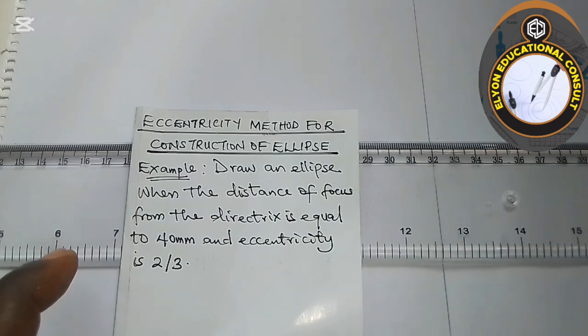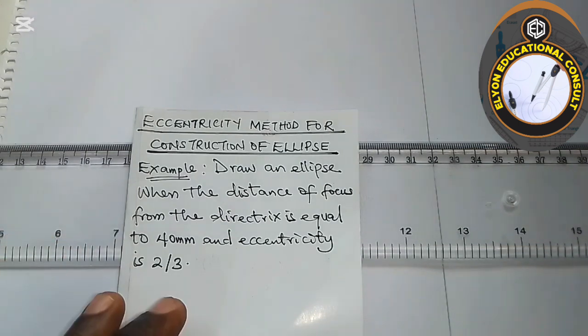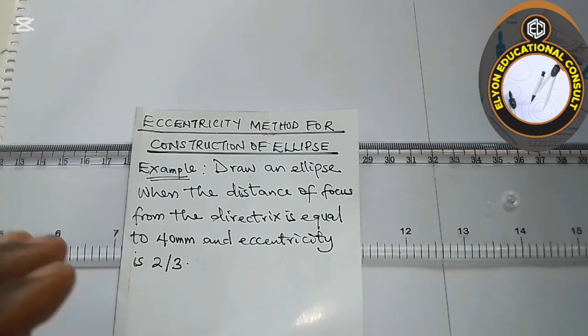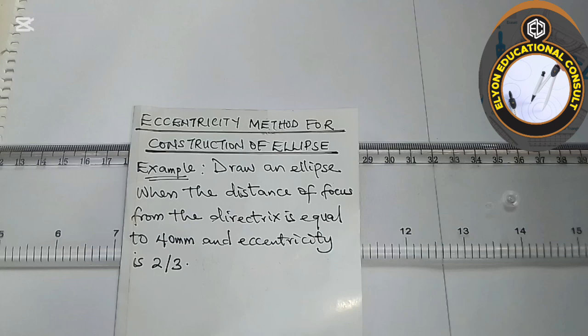This is a totally different method of construction of an ellipse, in the sense that we are not given the major axis and the minor axis, so we can use the eccentricity method to get our ellipse. Then when we are done, we can get out the major axis and the minor axis if the question requests or requires us to do so. So let's quickly do this now.